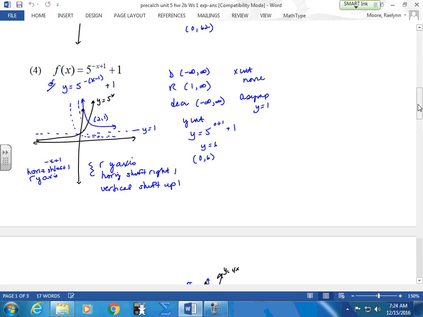Y-intercepts you should be able to do algebraically. Plug the 0 in for x. With the x-intercept, if you want, you can find it on your calc. This one had none, because the asymptote raised above the x-axis. And the vertical shift is the only thing that affects your asymptote.